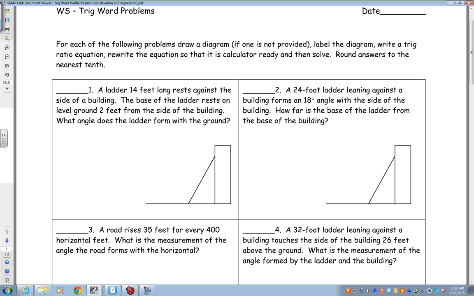For each problem, draw a diagram if one is not provided. You're going to label the diagram, write a trig ratio equation, rewrite the equation so it's calculator ready. That's what I was talking about before. And then solve it. Round answers to the nearest tenth. Nearest tenth is going to be for sides. Nearest whole number, or nearest degree, will be for angles. We're going to keep that pattern.